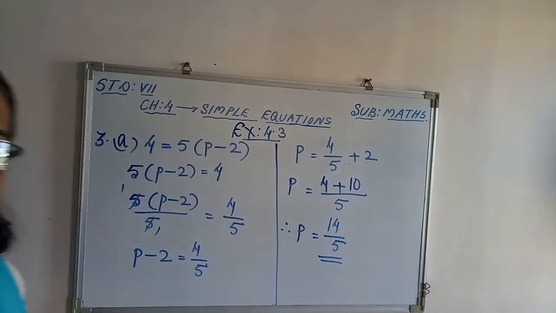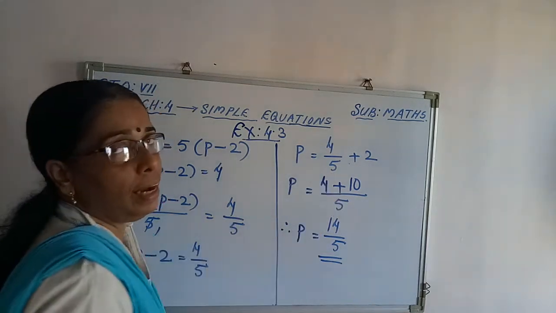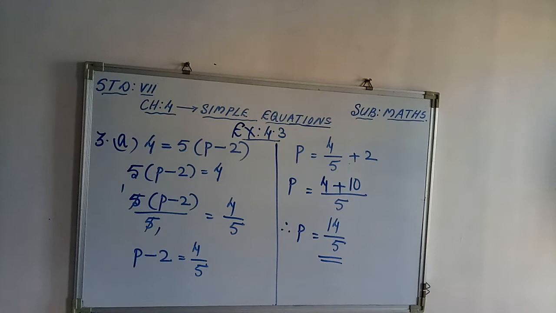Because we already learned, in case of addition and subtraction of fractions, first you have to take the LCM. So here 5 is the LCM. So P we got it as 14 upon 5. Then what will be the final statement? Thus P is equal to 14 upon 5 is the required solution.